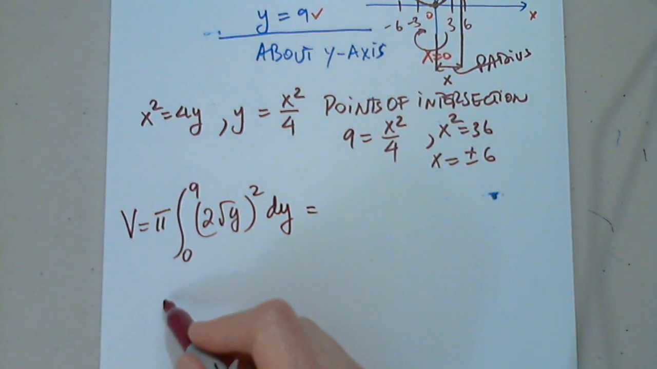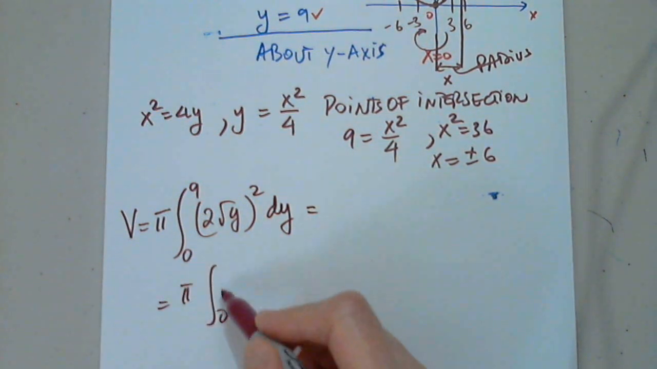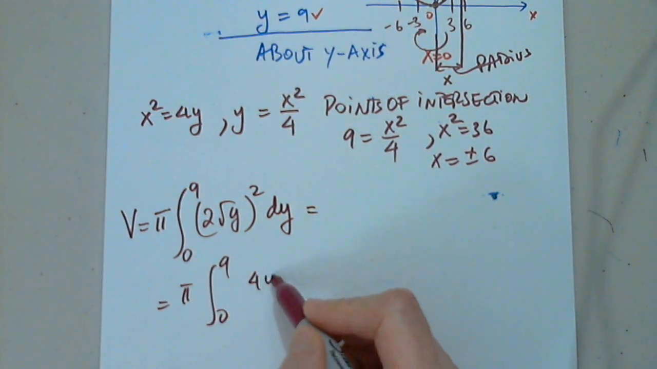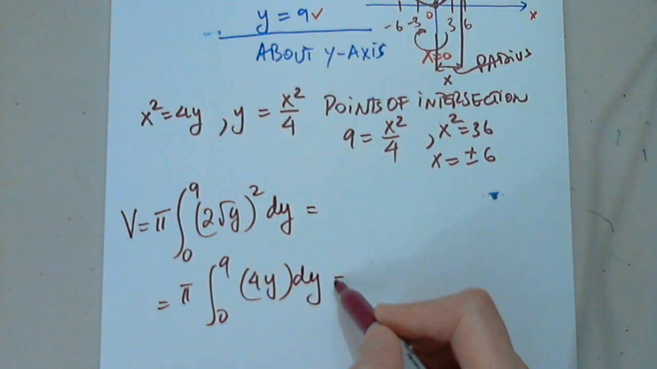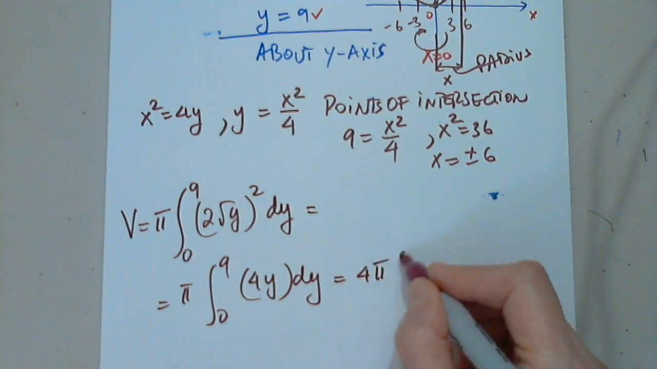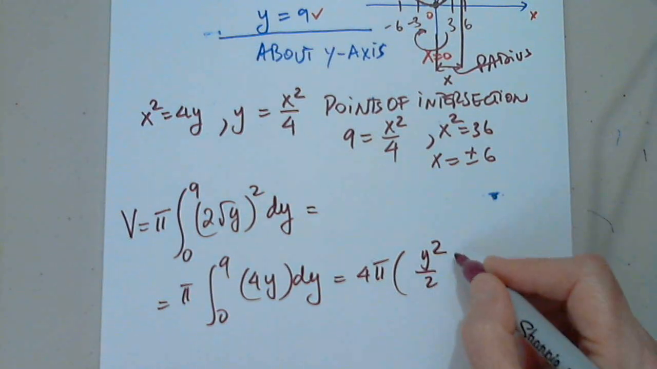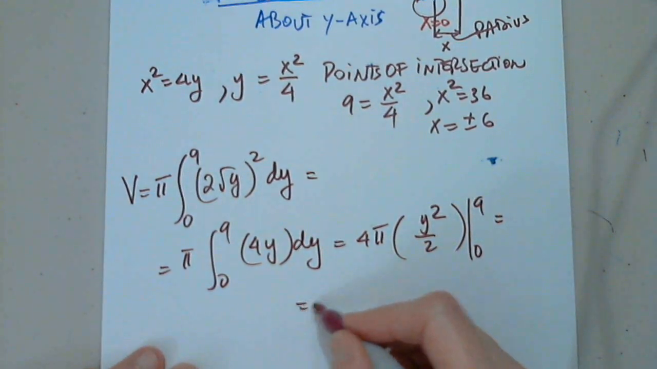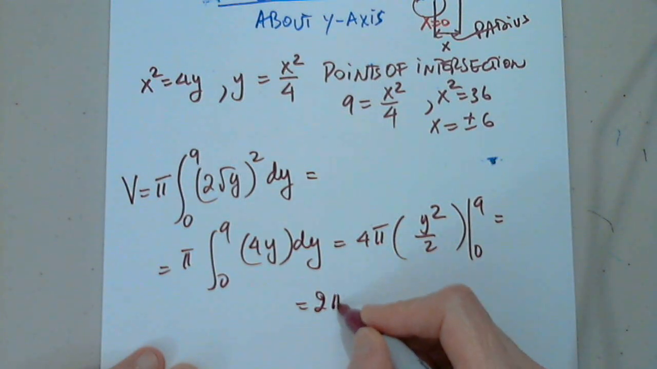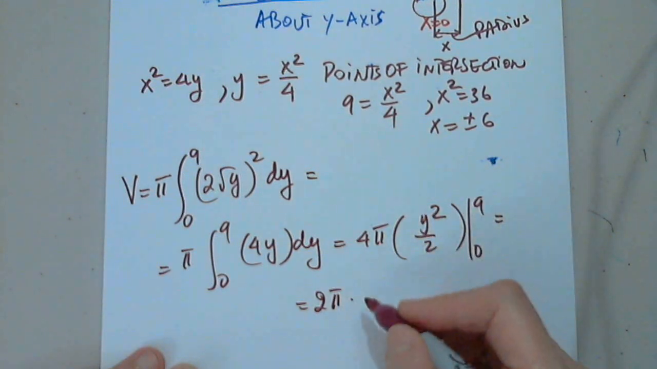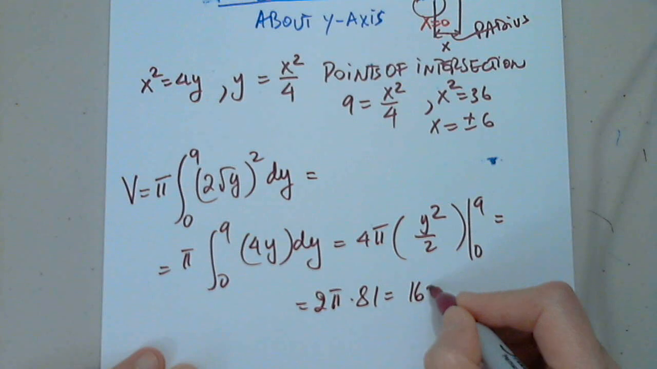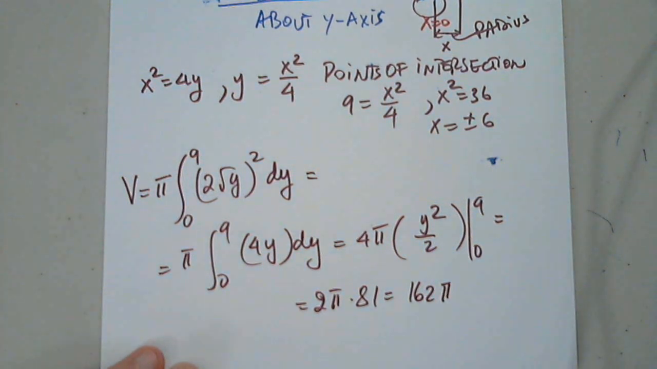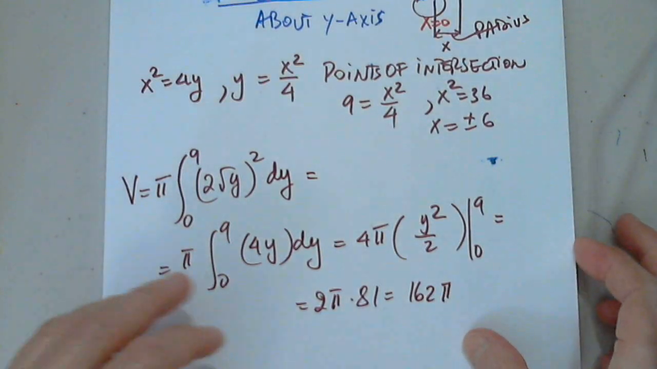So therefore we have pi, the integral from 0 to 9 of y dy, which is pi y squared over 2 from 0 to 9. So I'll simplify and I have pi over 2 times 9 squared, which is 81, so 81 pi over 2, of course, units cubed. Okay, moving on.